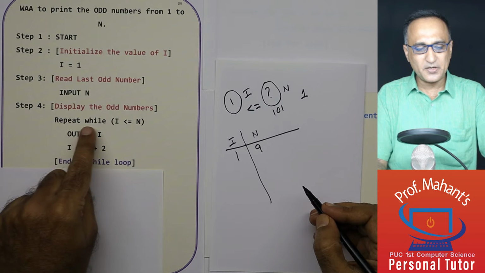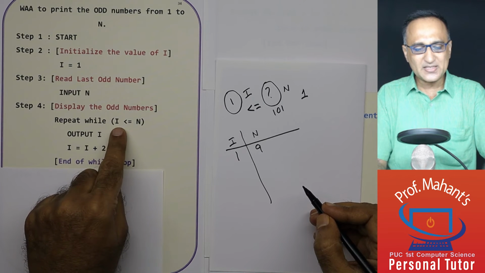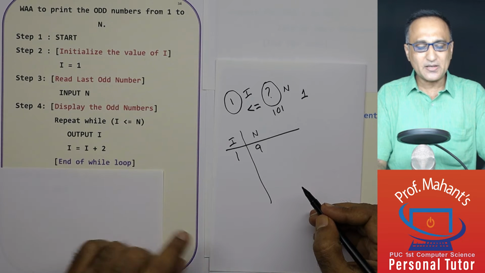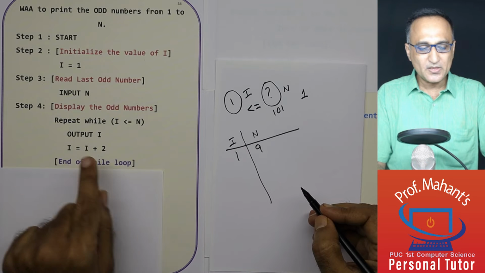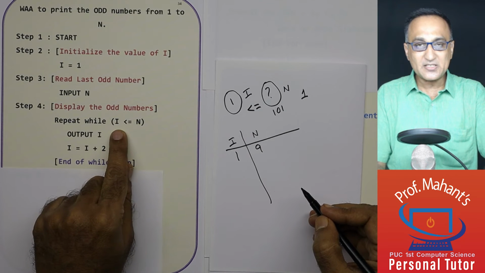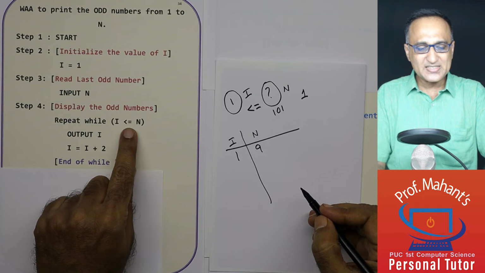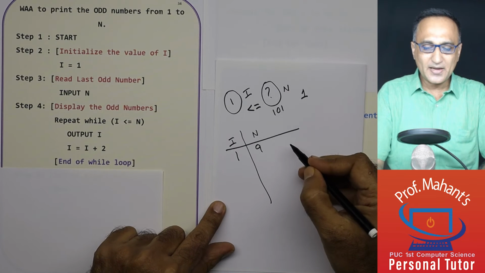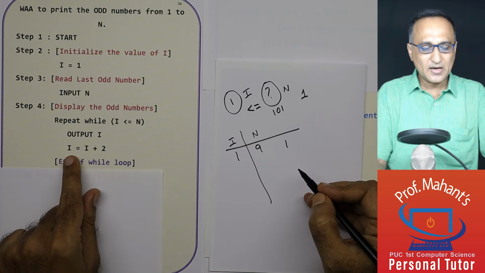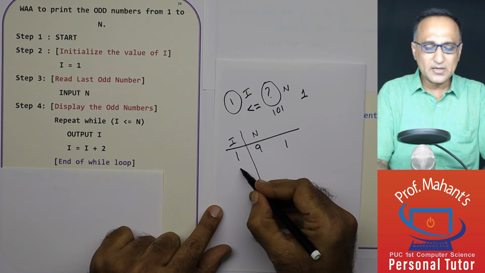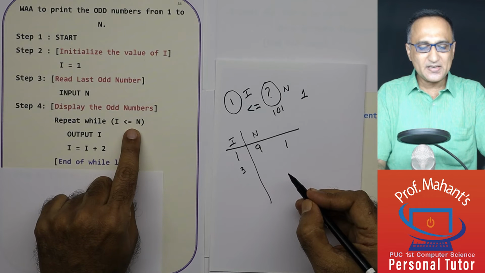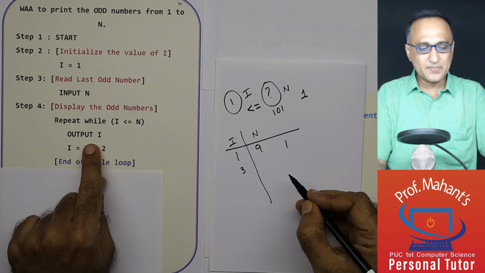See here what it's saying, repeat while. That means as long as I is less than or equal to n, I am printing the value of I as well as increasing the value of I by 2. So first I am coming here and checking this condition. 1 is less than or equal to 9. Yes, it is true. I am outputting the value of I, so I am outputting 1. I is increased by 2. I becomes 3. 3 is less than or equal to 9. It is still true.